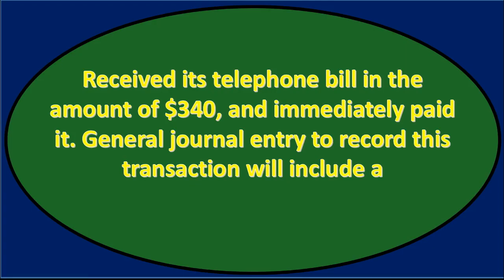Next question. Received its telephone bill in the amount of $340 and immediately paid it. General journal entry to record this transaction will include A. Note that this type of question is asking for a journal entry, but it says will include A. If this is in the multiple choice format, it probably will only give you one side of the transaction. And therefore, you might be tempted to take a shortcut and not write down the transaction and just look for that one side of the transaction.